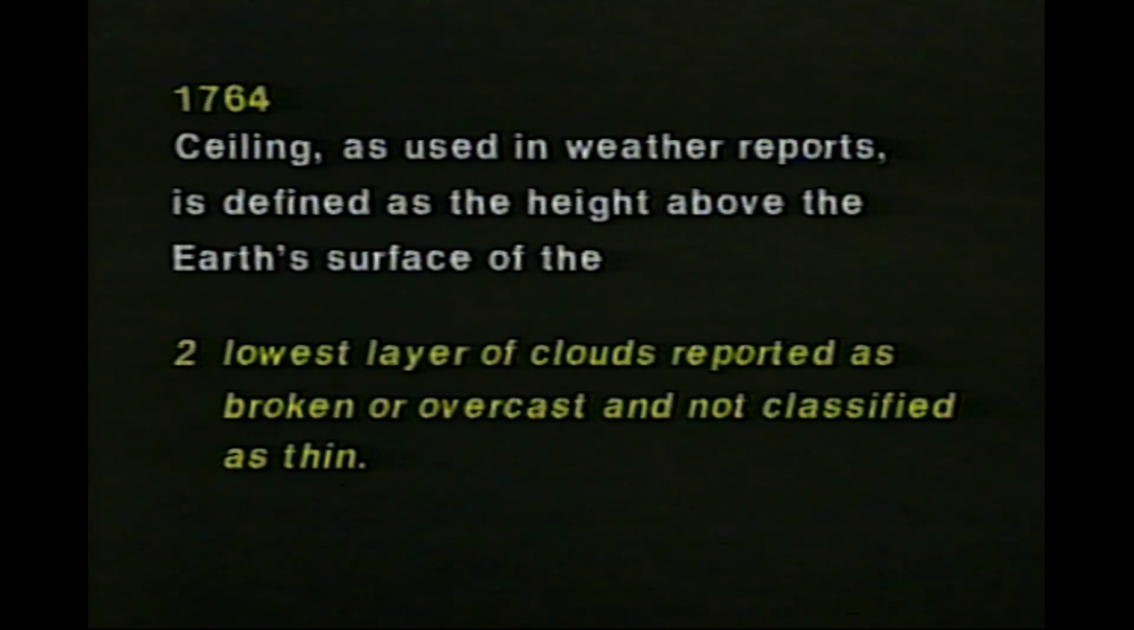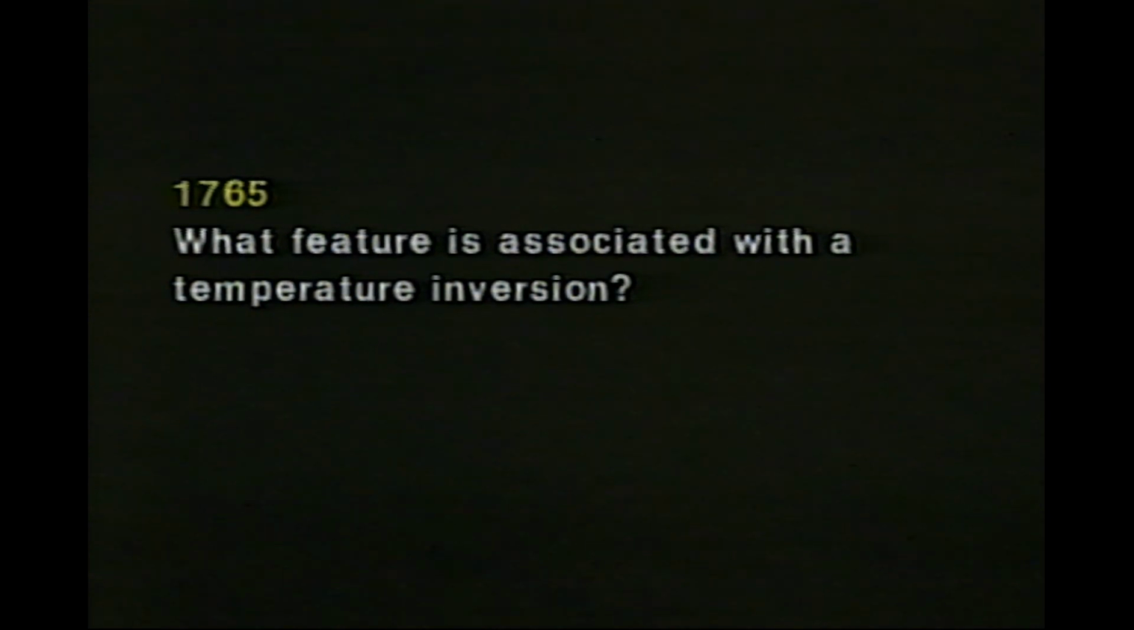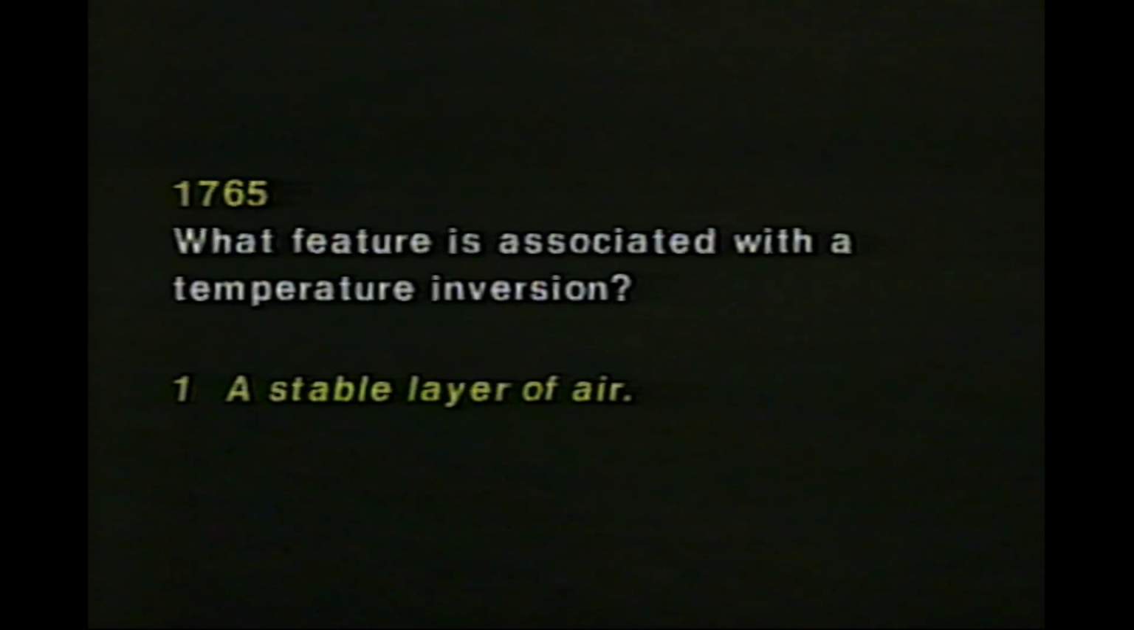Question 764. Ceiling, as used in aviation weather reports, is defined as the height above the Earth's surface of the... It's answer 2, lowest layer of clouds reported as broken or overcast and not classified as thin. Okay, question 765. What feature is associated with a temperature inversion? Well, remember, a temperature inversion has warm air over cold air, just opposite of normal. So you're going to need stable air to allow this to occur. It's answer 1, a stable layer of air.